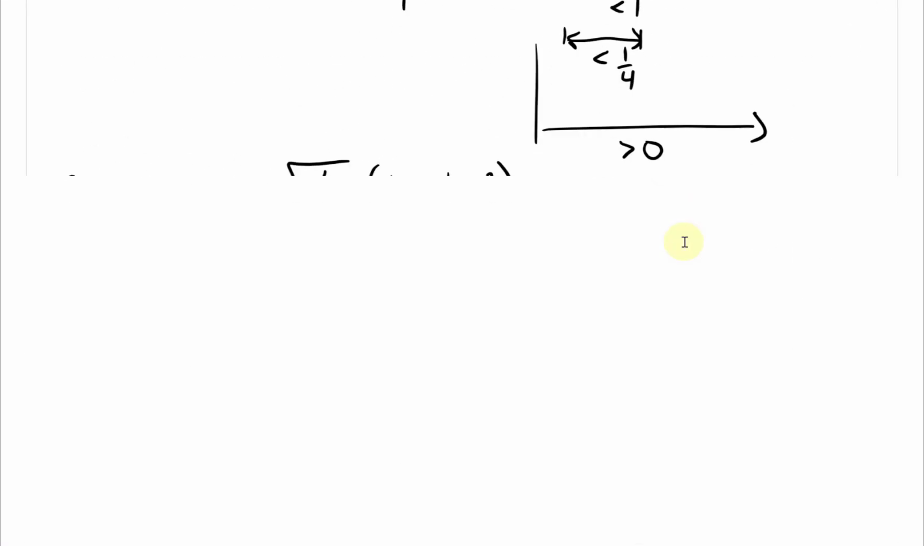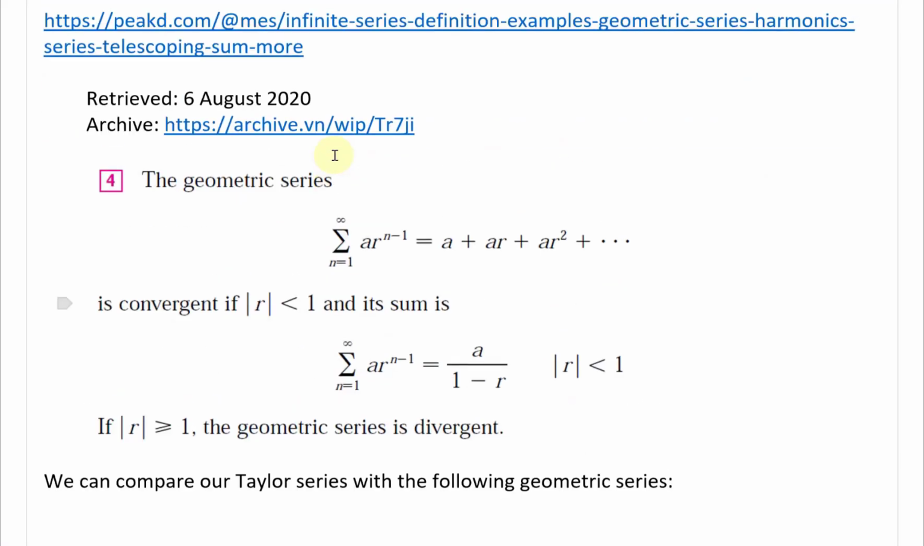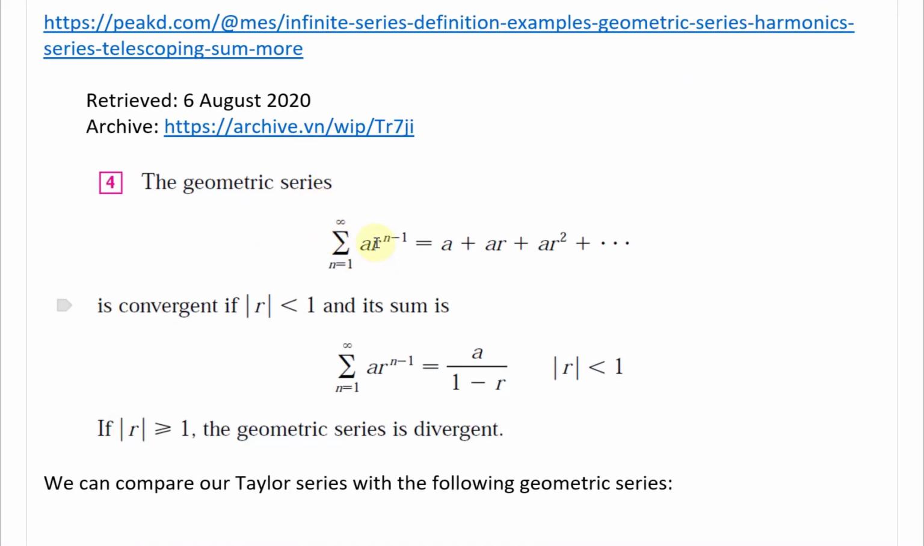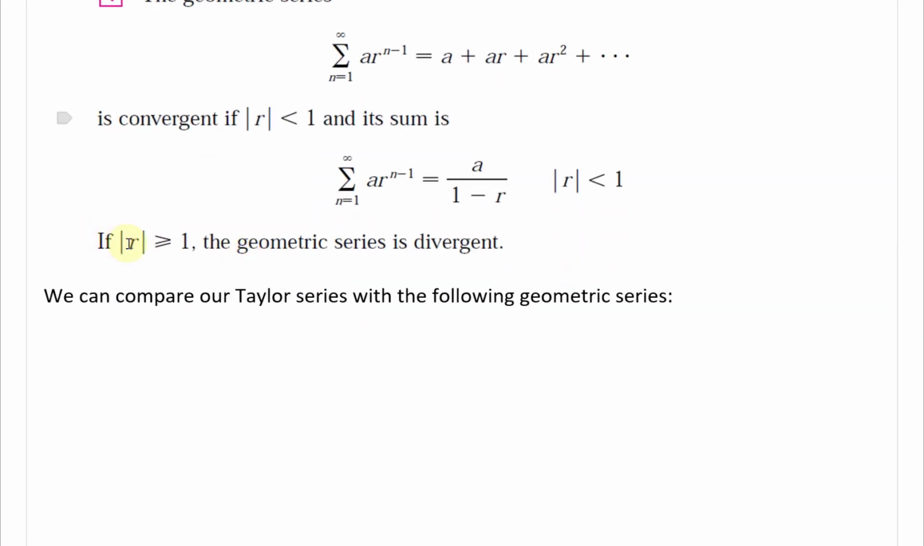And once we recap on the geometric series, we can see from an earlier video that the geometric series is the summation from n equals 1 to infinity of a r to the power of n minus 1. It just looks like this: a plus a times r plus a times r squared, and it keeps going on. This is convergent if the absolute value of r is less than 1, and its sum is a over 1 minus r. And if the absolute value of r is greater than or equal to 1, the geometric series is divergent.